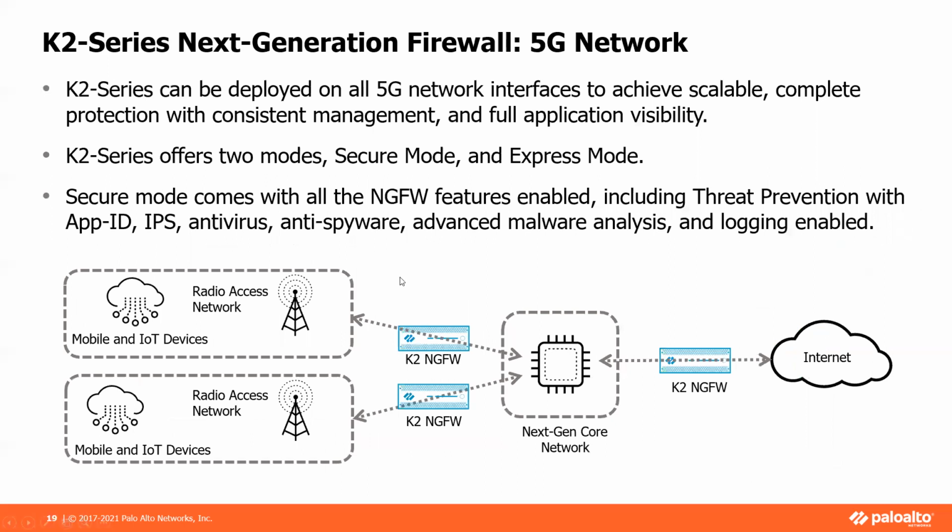All right, we also have the new K2 series, which is a next generation for 5G networks. Those are in order to achieve scalable, complete protection between everything in there. They have two modes. You have secure mode and express mode. Secure mode is going to come with all the next generation firewall settings and features, including threat prevention, IP-ID, IPS, antivirus, all the good stuff we're about to learn in here.